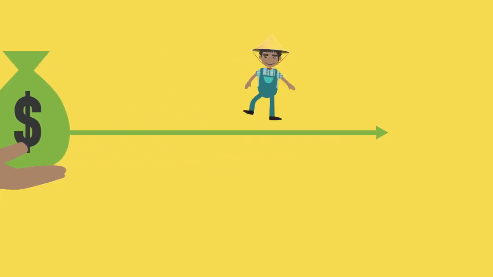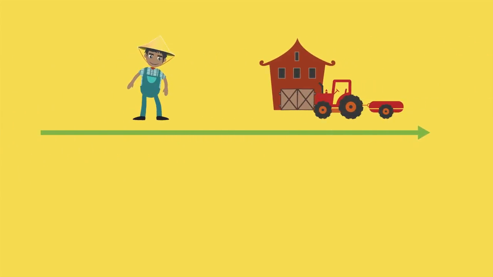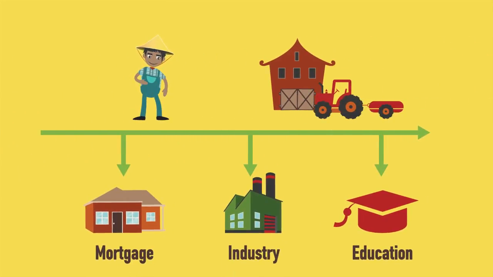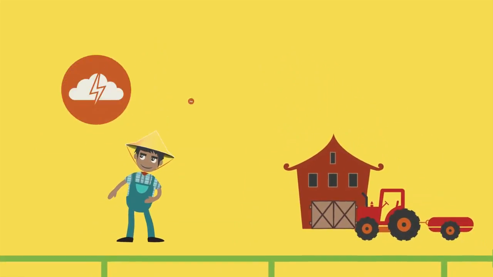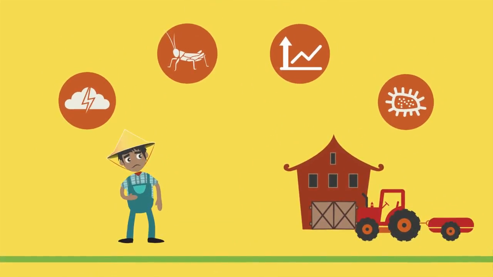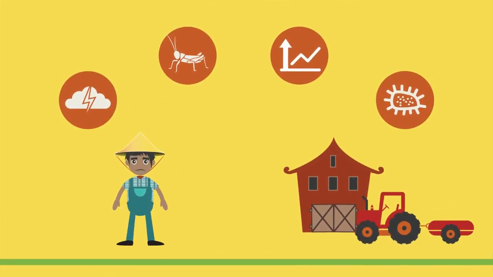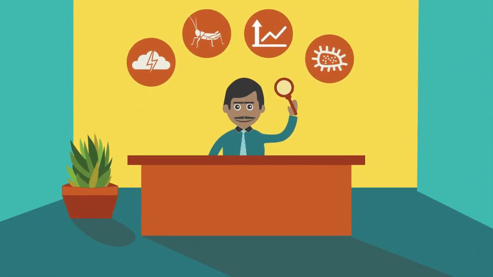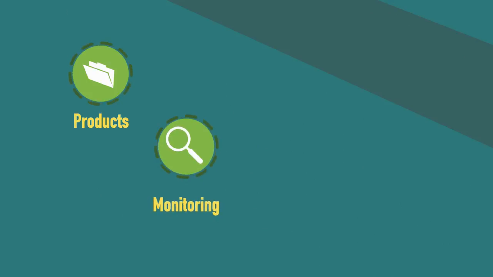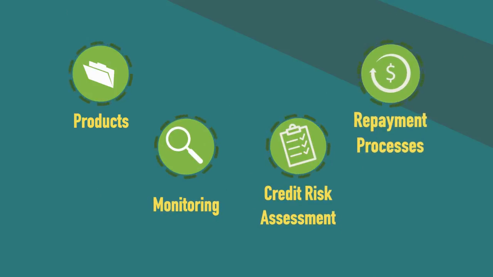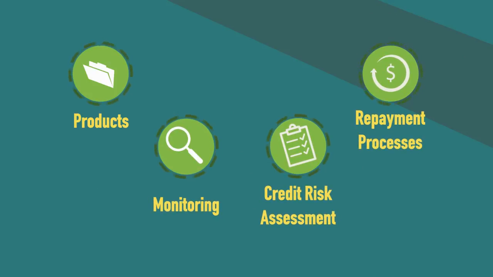Lending, whether to a farmer or to an agribusiness, shares many similarities with lending to other sectors, but due to the nature of agriculture, also has some significant differences. Banks and lenders need to be able to understand these differences so that they can design their products, monitoring, credit risk assessment, and repayment processes to account for them.